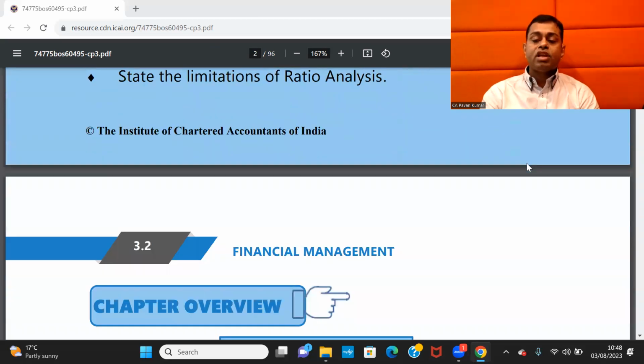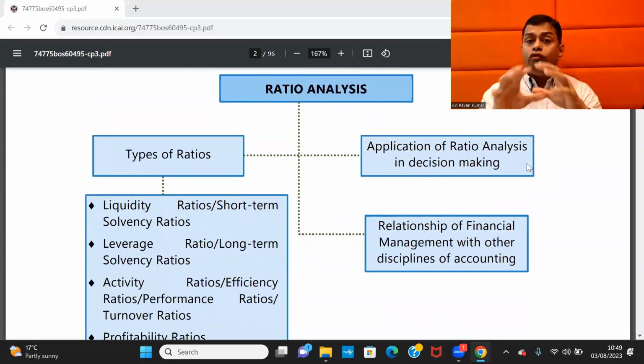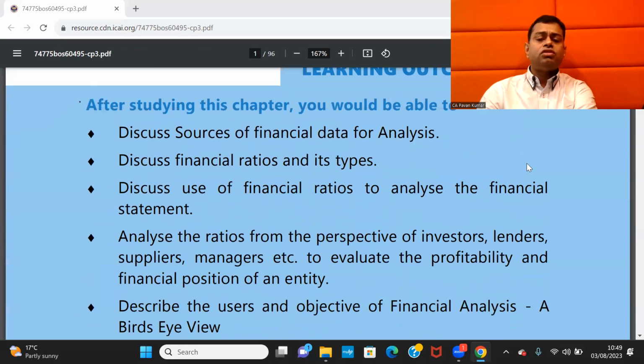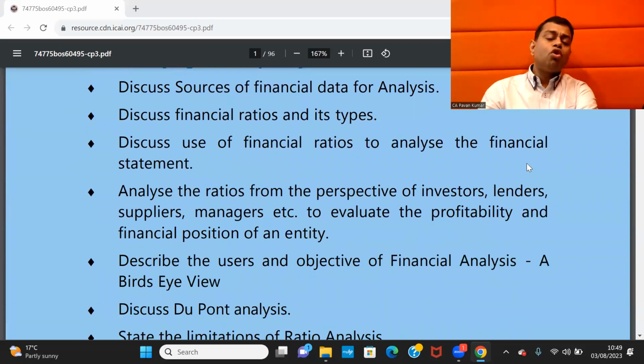So look here, open page number 2. They have given an overview of the chapter. So what we are going to learn here, they have given. Before that, they have given learning objectives also. Normally we do not spend more time on these kinds of things, but let us quickly run through. Discuss sources of financial data for analysis.